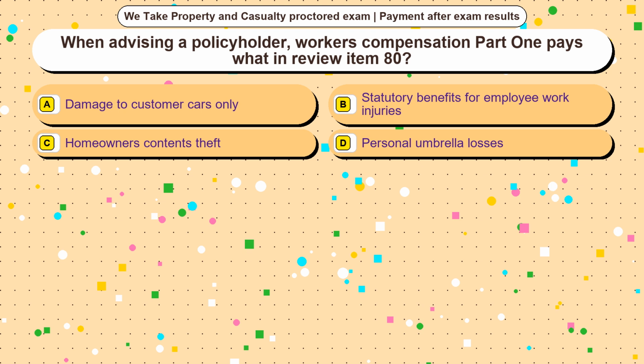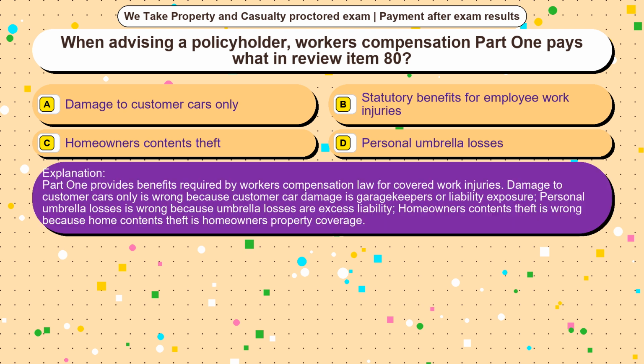The correct answer is option B. Part 1 provides benefits required by workers' compensation law for covered work injuries. Damage to customer cars only is wrong because customer car damage is garage keepers or liability exposure. Personal umbrella losses is wrong because umbrella losses are excess liability. Homeowners' contents theft is wrong because home contents theft is homeowners' property coverage.